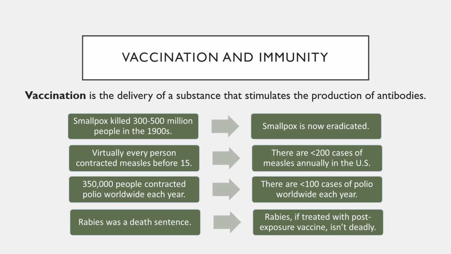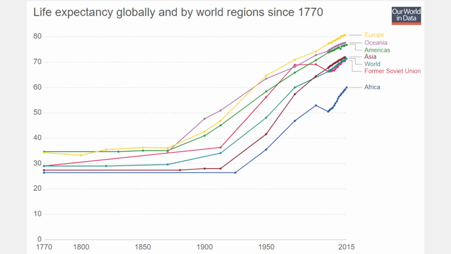Vaccines are so impactful that, in combination with antibiotics, life expectancy in all regions of the world has doubled over the past 150 years. So this gives you an idea of how important vaccines are to public health. Vaccines can be formulated in a few different ways, and these are designated as different classes of vaccines.